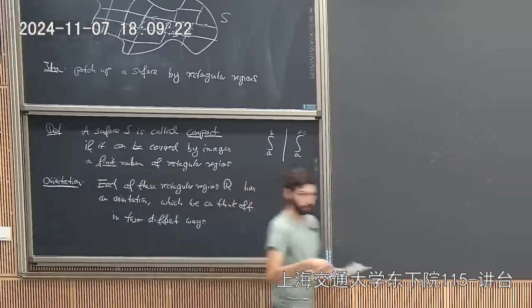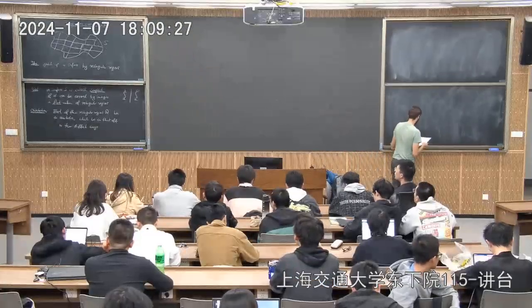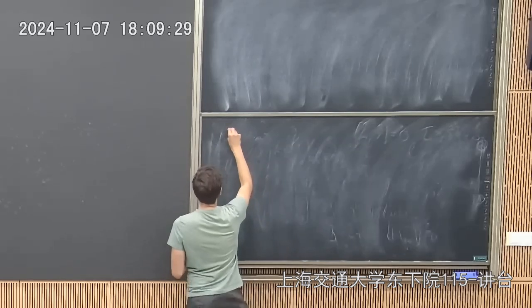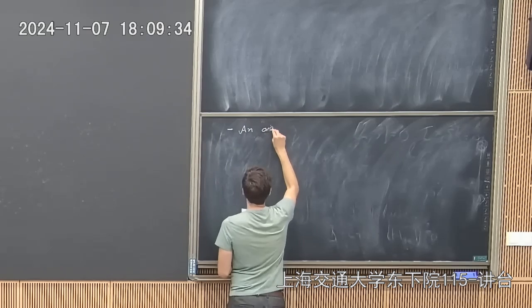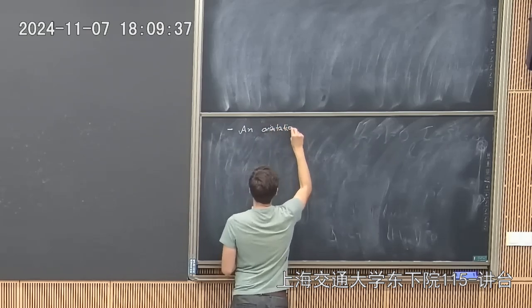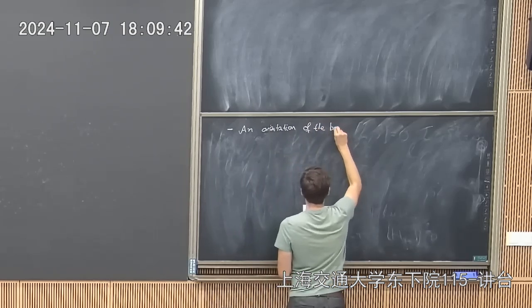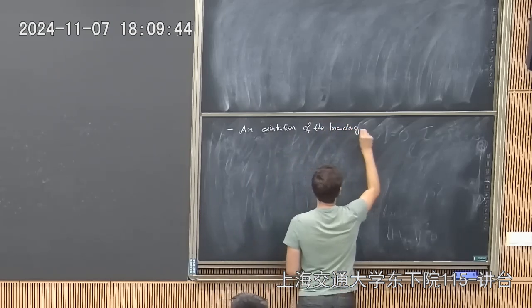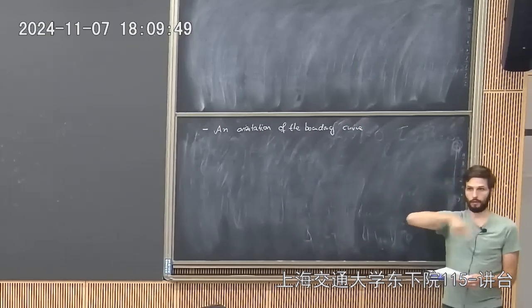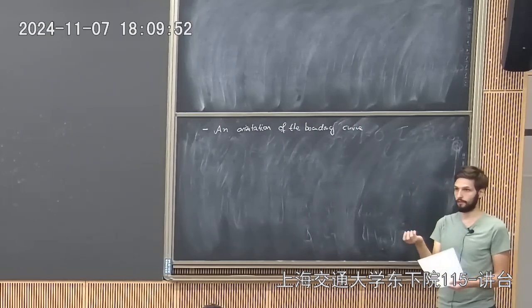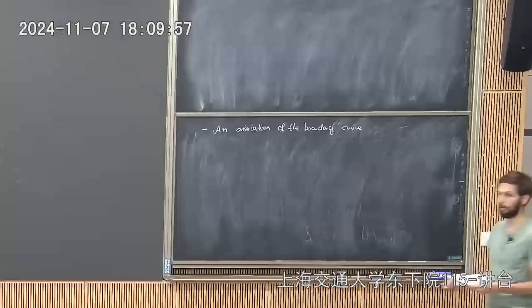So the first one is what I already described: an orientation of the boundary curve. It's just saying in which way I walk around the rectangle. I essentially have two choices, right? I walk either counterclockwise or clockwise. That's the two options.